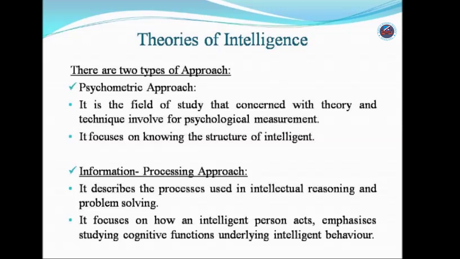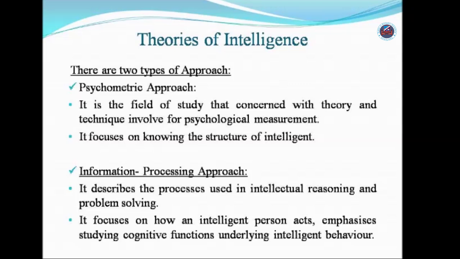Psychometric approach. It is the field of study concerned with theory and technique involved in psychological measurement. Here, psychological measurement means, for example, measurement of knowledge, human abilities, attitudes, personality traits, and many more. In simple terms, the psychometric approach is a field of study that is primarily concerned with studying the differences that lie between individuals. Under this psychometric approach, we will be studying 5 different theories of intelligence.